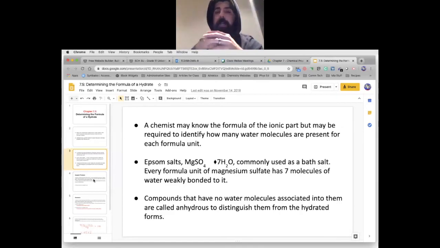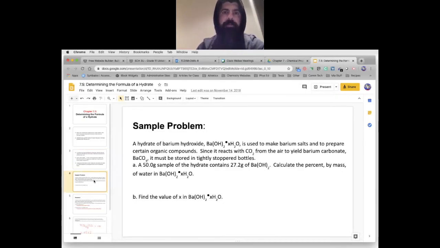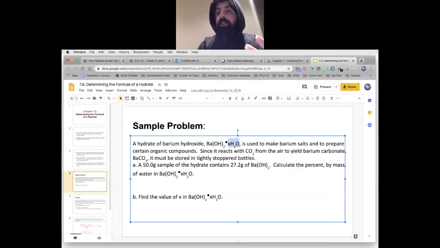Okay, that's really what these last two lessons happen to be, and they're very much sample problem based. So let's look at the one sample problem that we have here. We've got a hydrate of barium hydroxide, and we don't know the value for the water. We're trying to find what that number for water is. Is it a monohydrate, dihydrate, trihydrate? Whatever it is, that's what we're going to eventually be calculating.